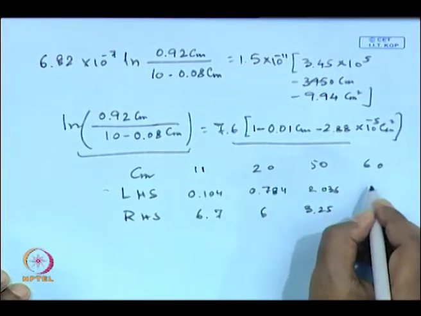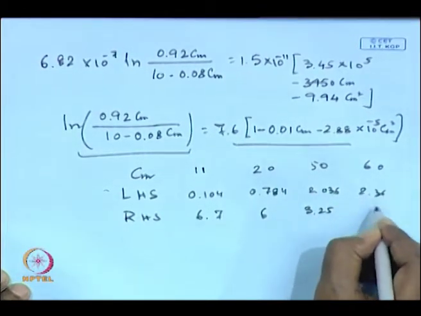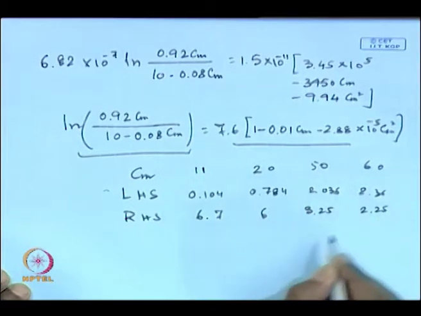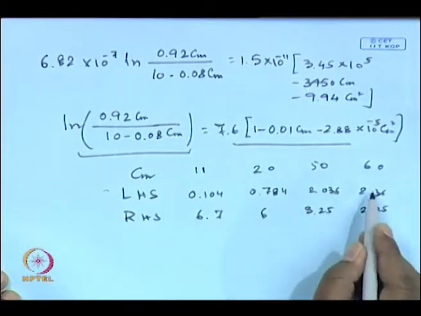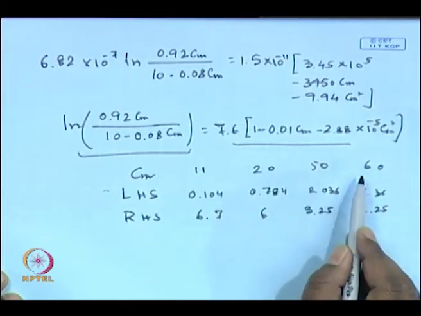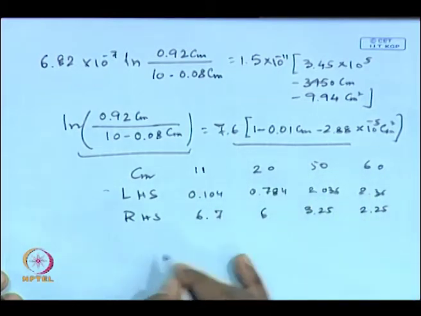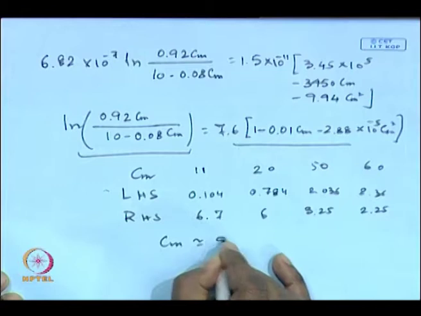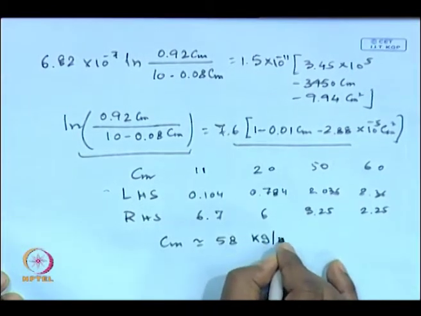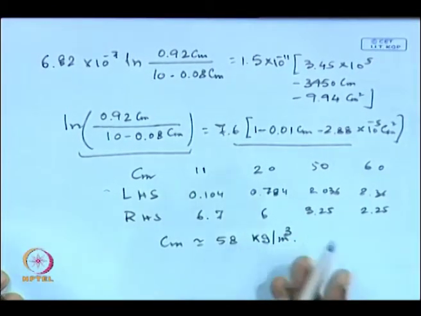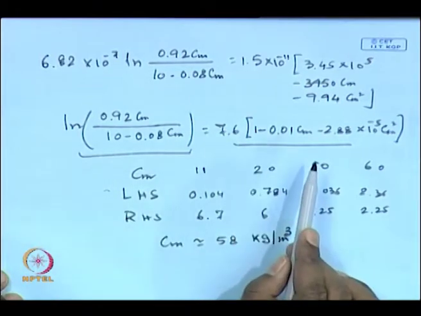If it is around 60, it will be 2.36 and 2.25. Okay. So, this becomes higher. So, it will be between 50 and 60, right. So, the trend changes and Cm will be roughly around 58 kg per meter cube. The convergence will be around 58 kg per meter cube.